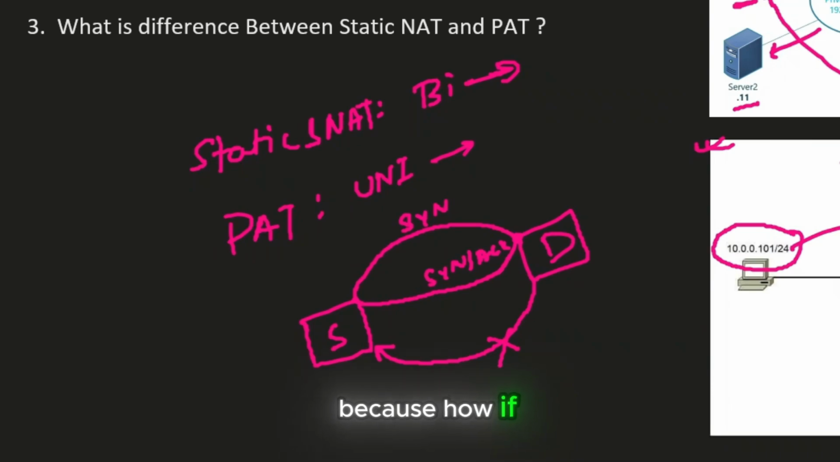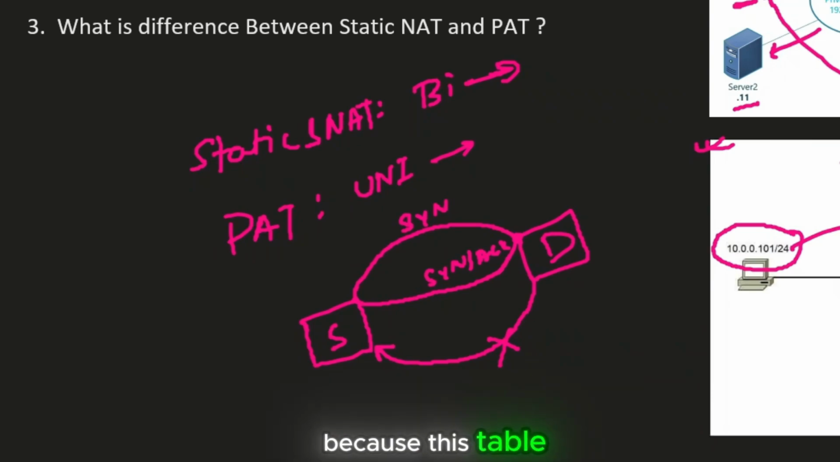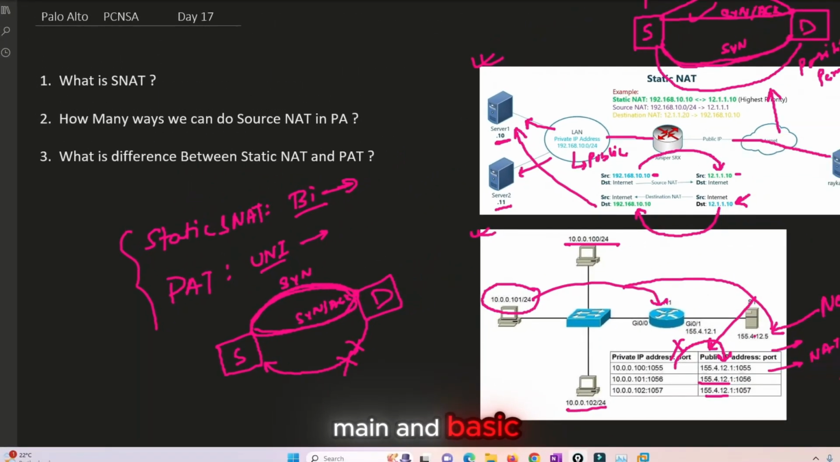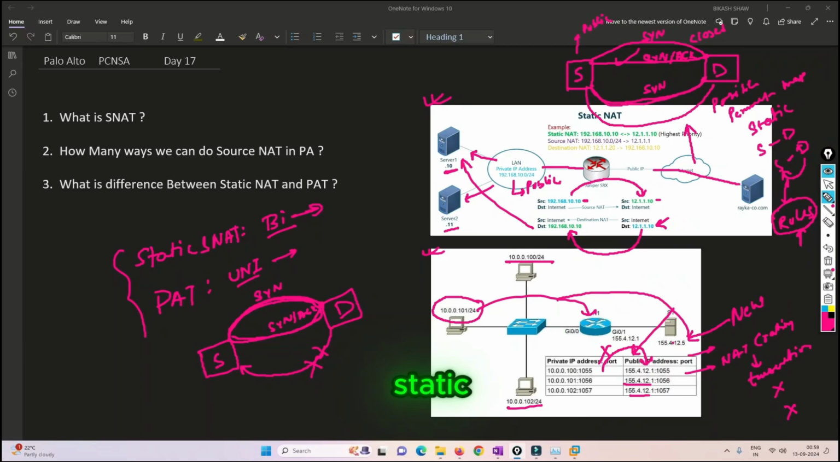Because if the internet PC hits this particular IP address, to whom will he deliver this traffic? He is not sure whether it is 200, 201 or 102, because this table is already cleared. That is the reason only one-way traffic is possible in this. One way means that one-way traffic initiation is possible, not two ways. Whenever I'm talking about unidirectional or bidirectional, it is connection initiation. So this is the main and basic difference between a static NAT and PAT.